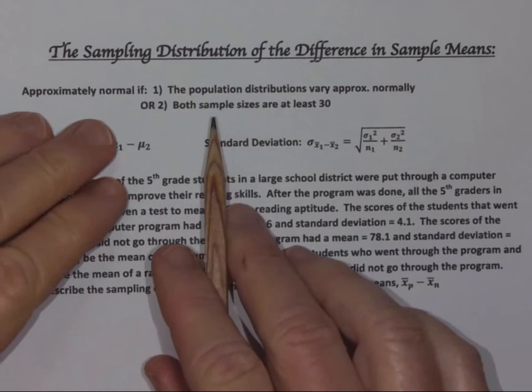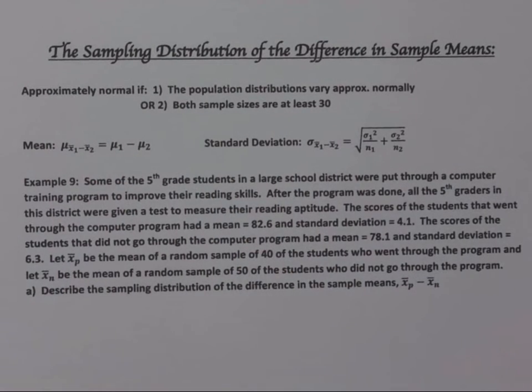And you'll have approximate normality if one of those two things is true, like I said. And so, all right, let's see if we can look at this.